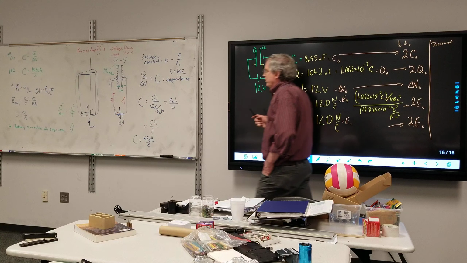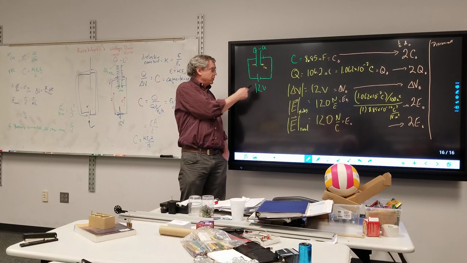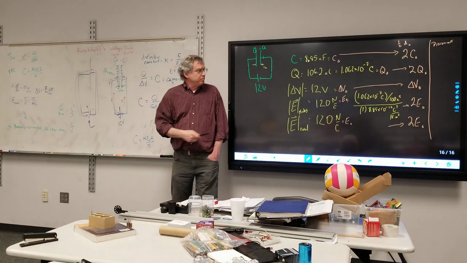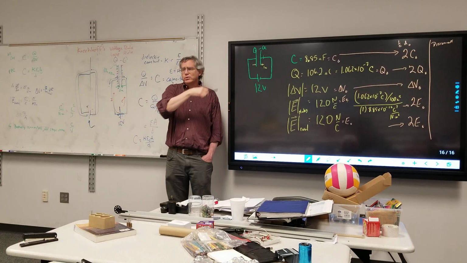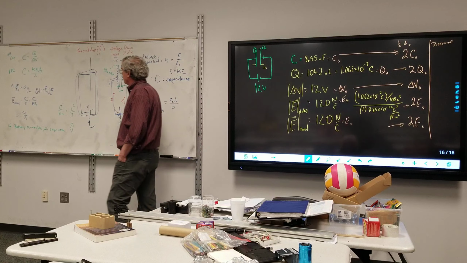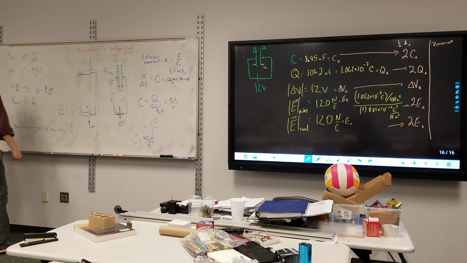We initially found the voltage because of the battery. The battery was connected, so the voltage across here had to be the same as here, plus or minus, depending on which way you were going. But if we disconnect the battery, we could also have found the voltage this way.